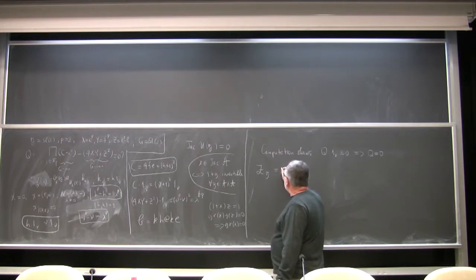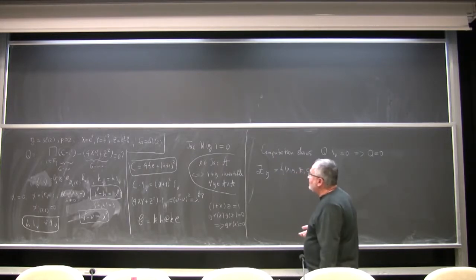So that of G now is given by the relation. Now let me write it in coordinates. So I will just have to rewrite it.